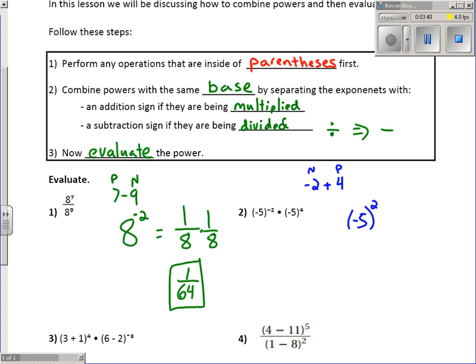Then we evaluate. Now this means -5 times -5. We don't do the fraction thing because it's the exponent that tells us to do a fraction. If the base is negative, that doesn't mean fraction. That just means whatever it is you're multiplying or dividing is negative. So here we're multiplying -5 twice. That gets us 25, and then because it's 2 negative signs, our answer is positive.